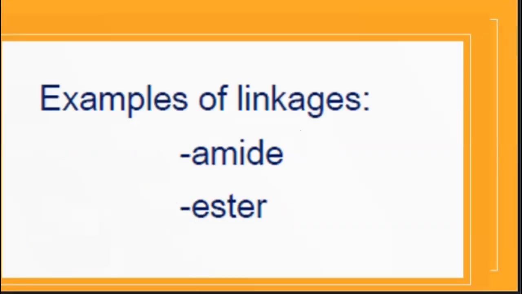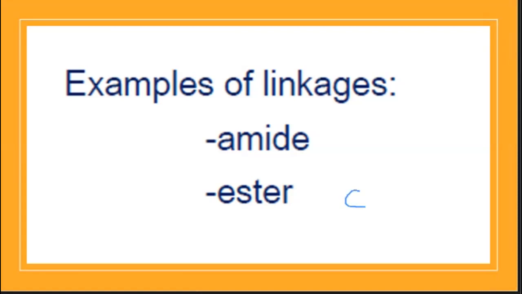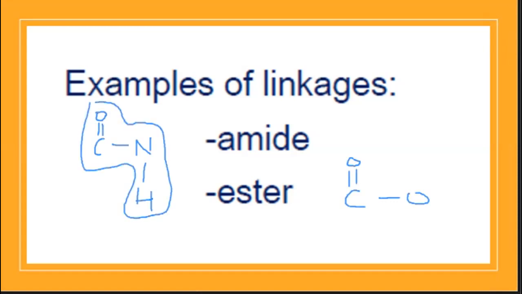All right, so with the ester linkage, let me try to do better. C double bond O, this is our ester linkage, and our amide linkage, C double bond O, N, H. All right, so this here is our amide linkage, and this here is our ester linkage.